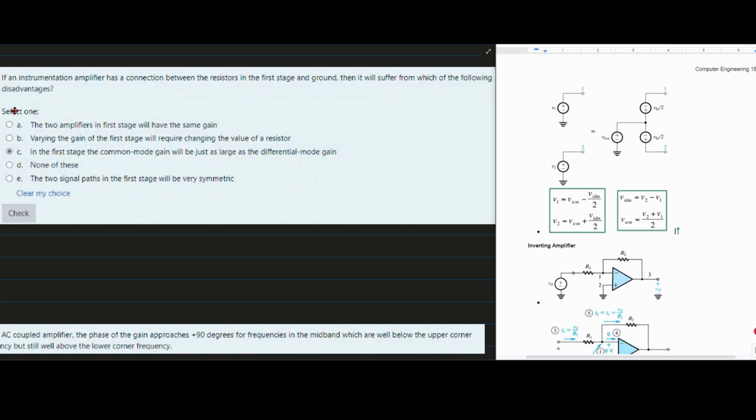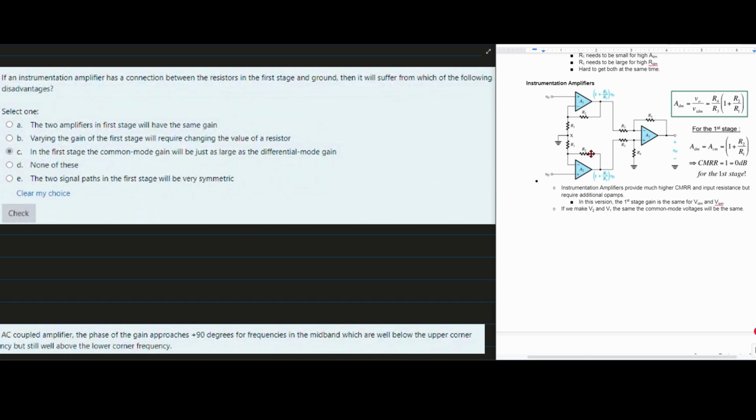This problem asks us if an instrumentation amplifier has a connection between the resistors in the first stage and ground. So it's going to look something like this. We have our resistors, first stage and ground. Then it will suffer from which of the following disadvantages.